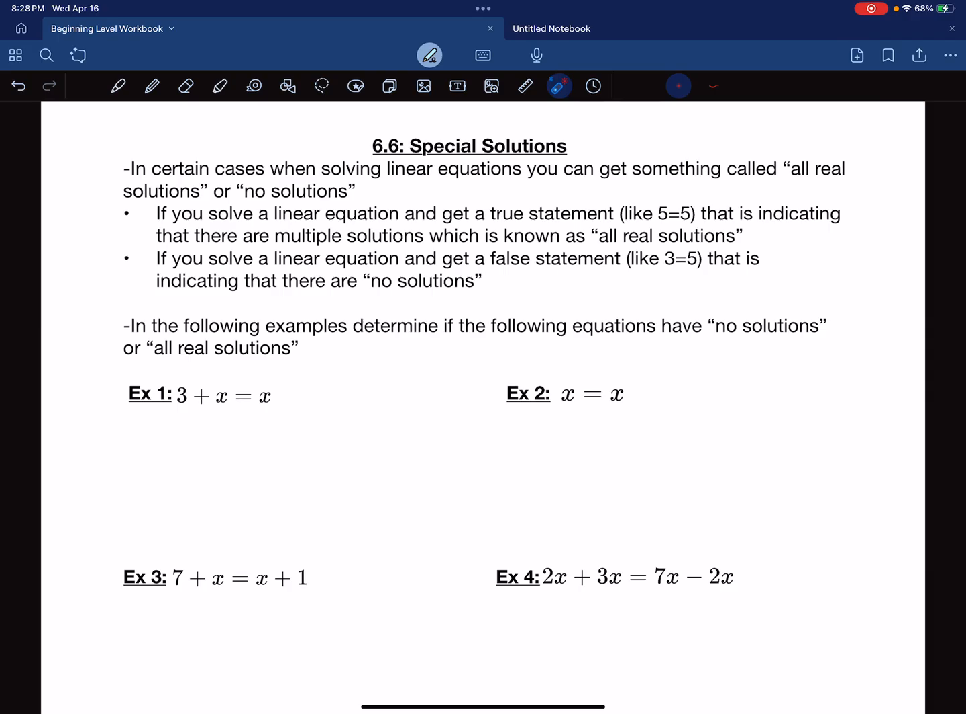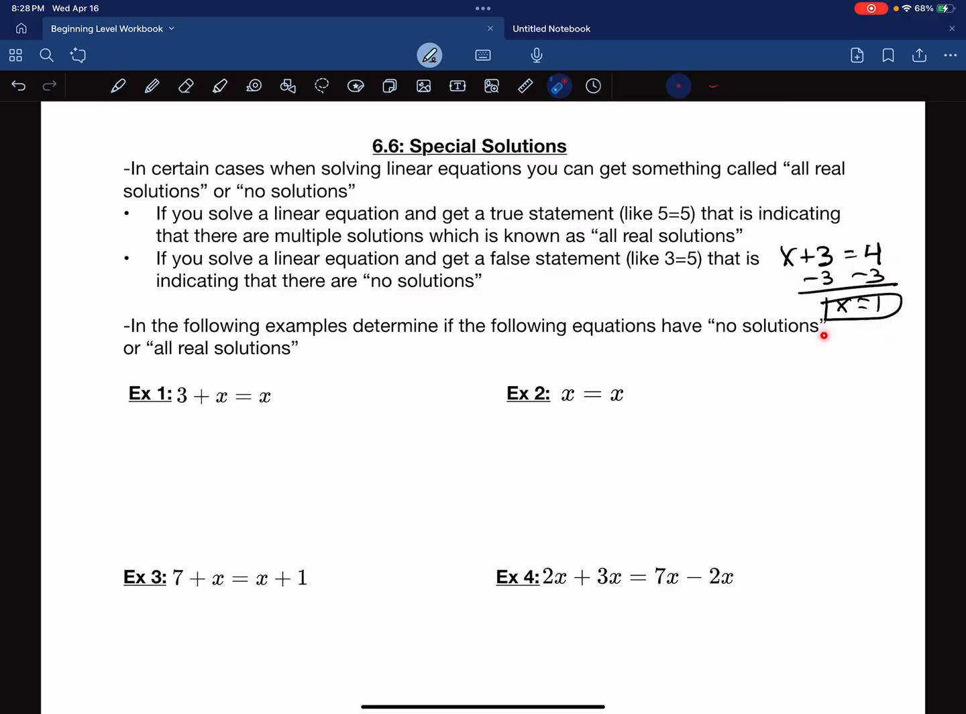So before, when we've been solving linear equations and we get something like x equals 7, that means this is a solution to the equation. Let me write out an actual equation here. Let's say we have x plus 3 equals 4. When we solve this, we subtract 3 on both sides. We get x equals 1. So this 1 here is a solution to this equation, right?